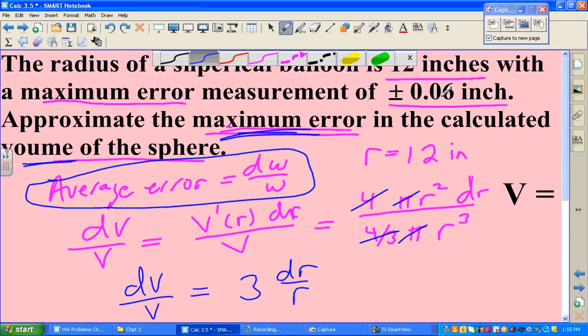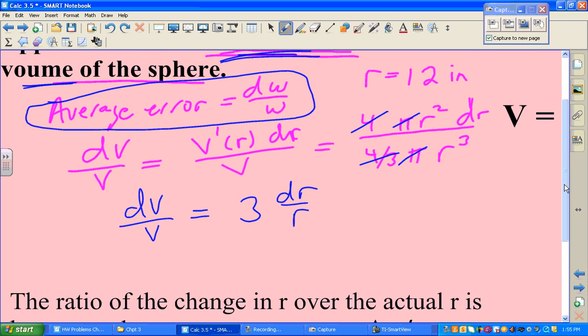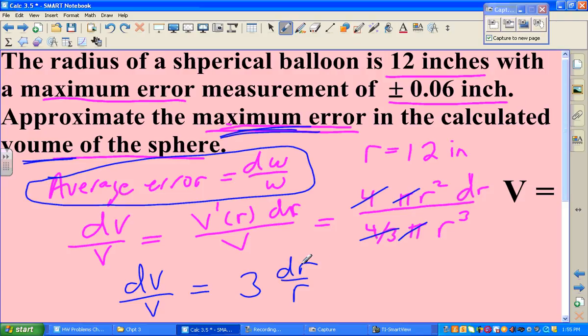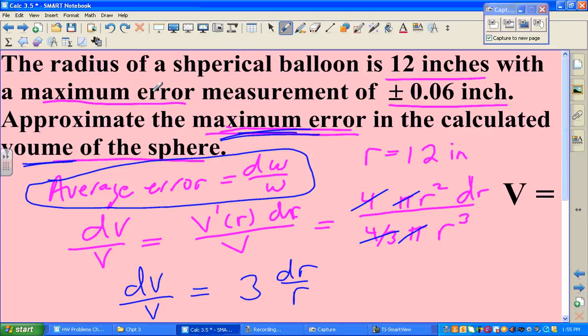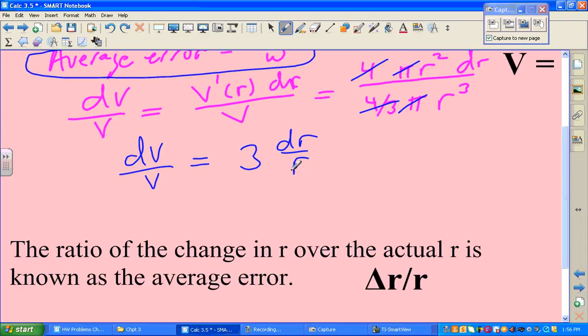Now you've got a decision to make. Are you going to use the number 12 for r, or are you going to use the plus or minus 0.06 for dr over r? It says the radius has a maximum error of plus or minus 0.06. What do you think that represents? Yeah, the differential of r. In other words, you could be 6/100ths high or 6/100ths low. You could be at 12.06 or 11.94, somewhere in between there. Either way, that's what this number is.